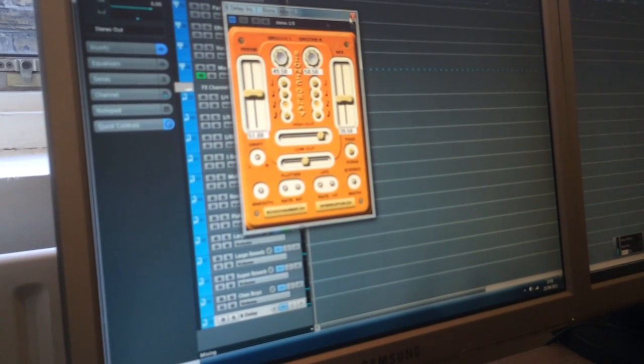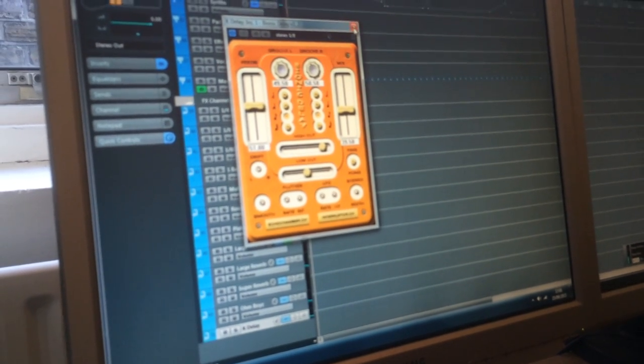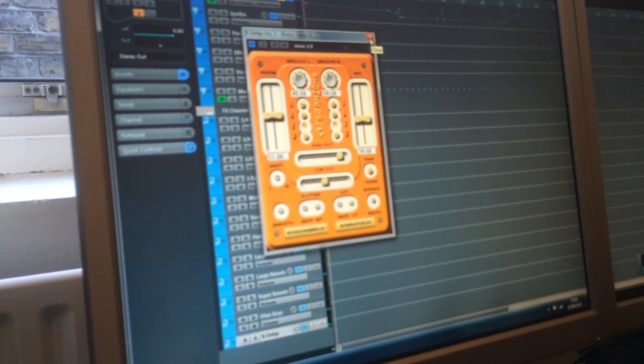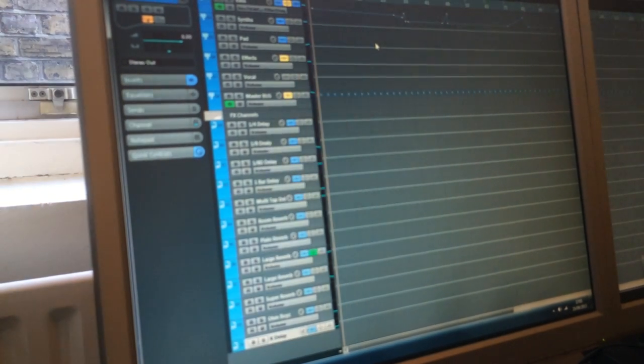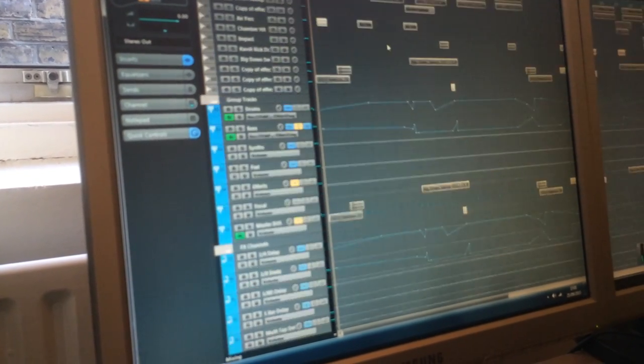It's quite old, it's a free plugin. If you just type in Bionic Delay. It's based on the Logic Delay. It's cool for the sort of fluttery tape sound.